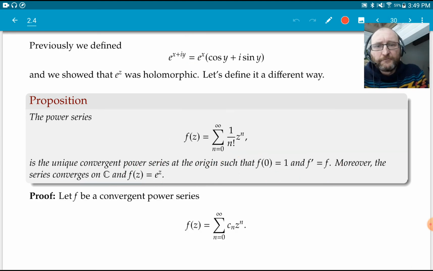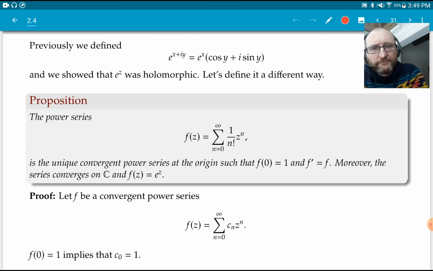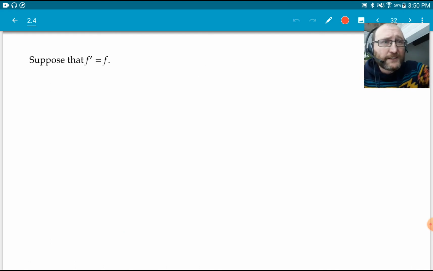All right. So let f be a convergent power series, right? Just suppose that we have a convergent power series, and let's first look at this condition. That's the easy one. If we plug in 0, we get precisely C naught, right? And we want it to be 1, so we know that C naught is equal to 1. So we've started, one coefficient is given. Now let's figure out the rest.